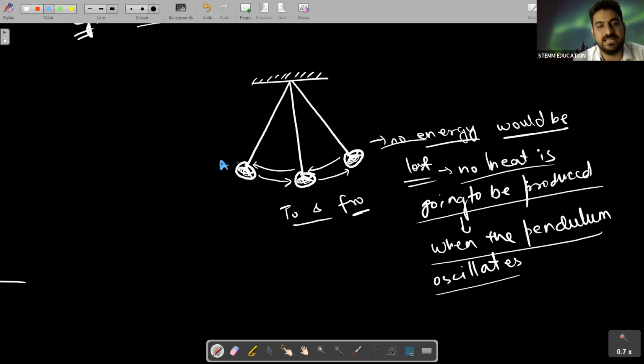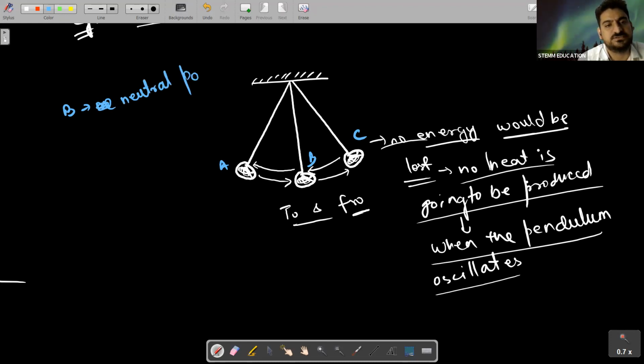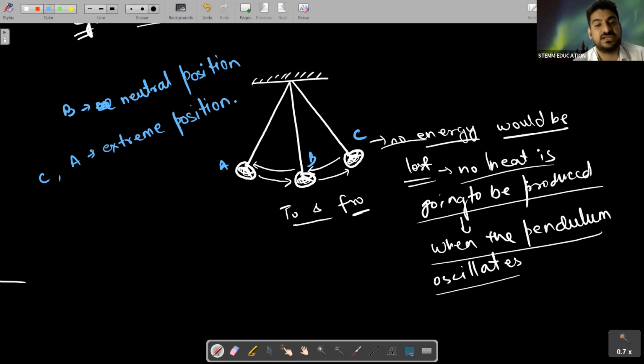So at this point A, B, and C, the B point is the neutral position. And A point and C point are the extreme positions. So at the extreme positions, at both point A and point C, the net motion would be zero. So the potential energy at point A and point C would be maximum.